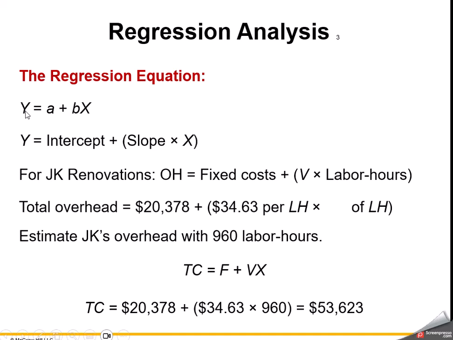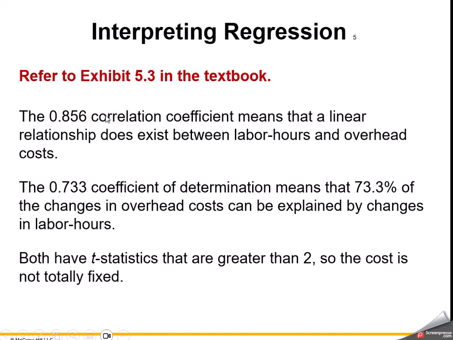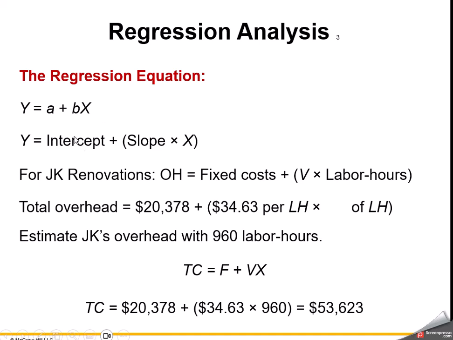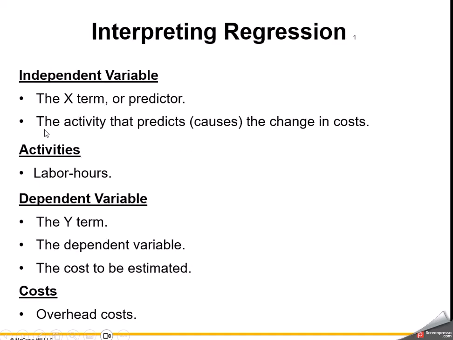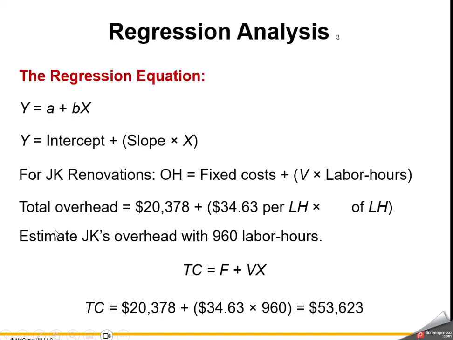But the Y is going to be, let me go back. So the Y is going to be our total costs. The X is the quantity, or in this case, the number of direct labor hours. The A represents our fixed costs, and the B represents the variable cost per unit.